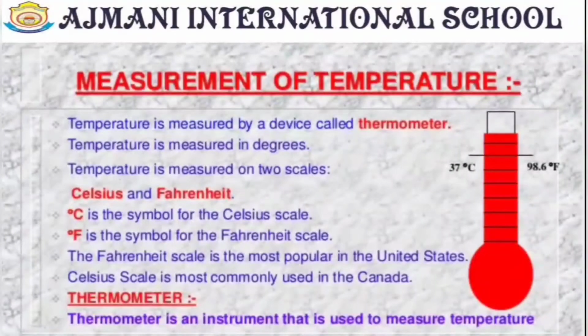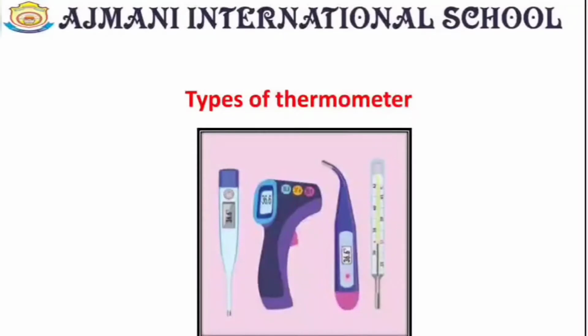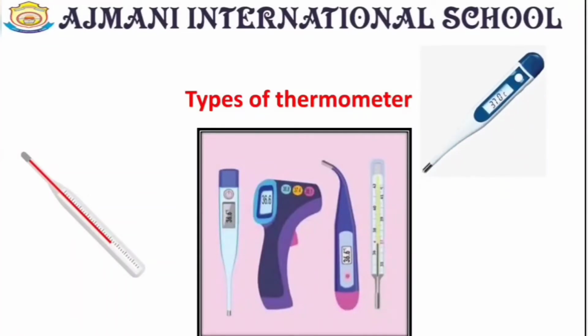Suppose you want to measure the temperature of a human body, you would probably prefer the measurement in the Fahrenheit scale. But if you are measuring the temperature of a liquid, you would prefer the Celsius scale. Now let's see the thermometers that are used to measure the temperature. They are of three types: the clinical thermometers, the digital thermometers and the laboratory thermometers.